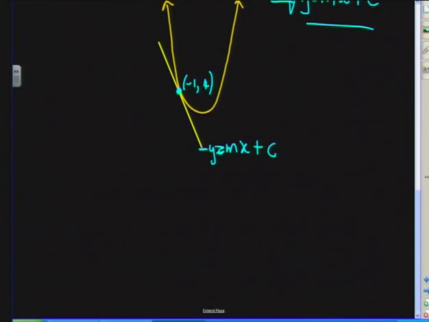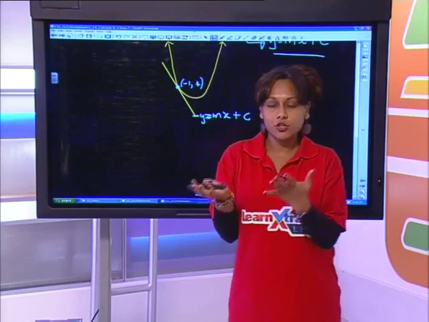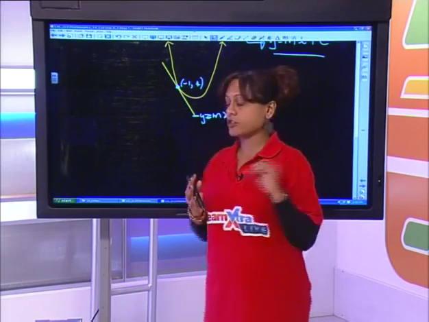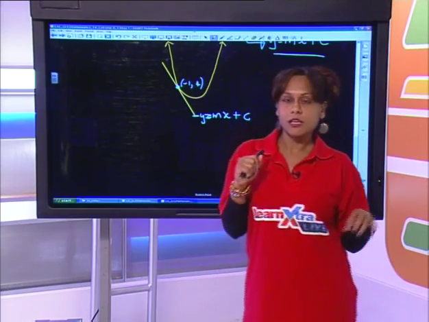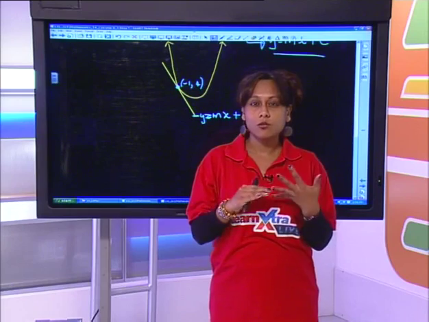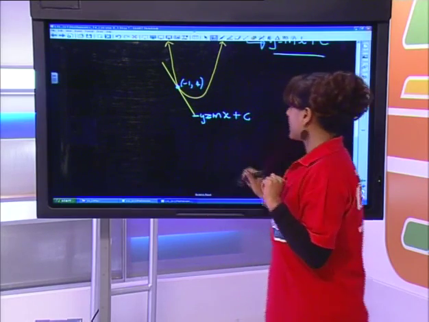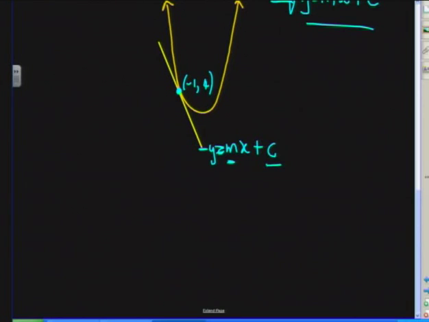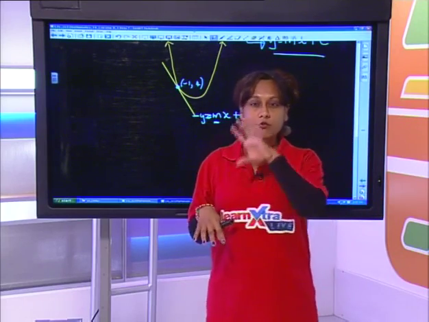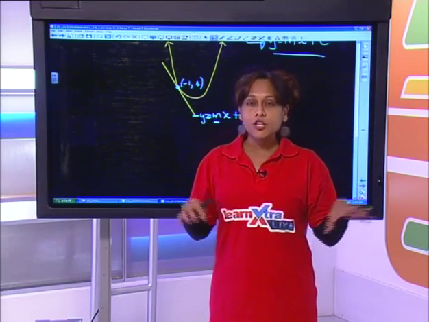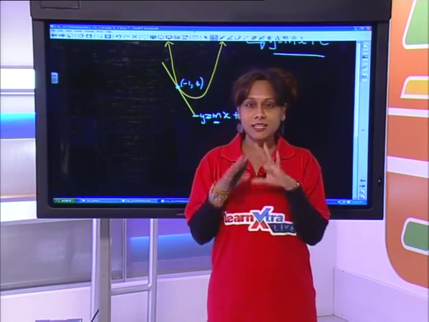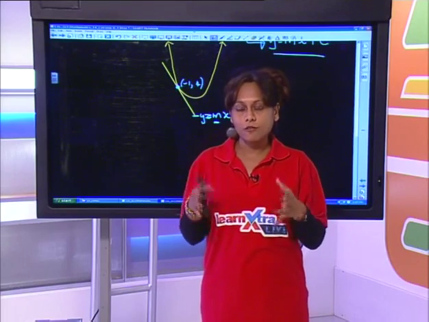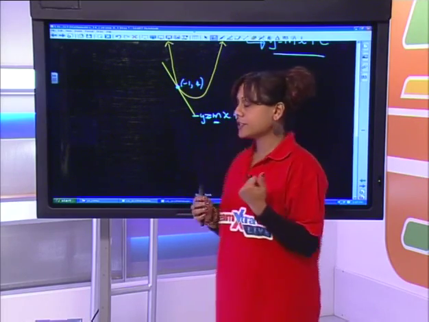Guys, remember, if you're trying to find the equation of a straight line, you need two things. You need your gradient and you need the y-intercept, if you're going to use the formula y equals mx plus c. Your gradient is given by m and the y-intercept is given by c. Now, all you're given in this question is the equation of the parabola and the point of contact. That's it. So you've got to use that information now to try and find the equation of the straight line. How do we do it?